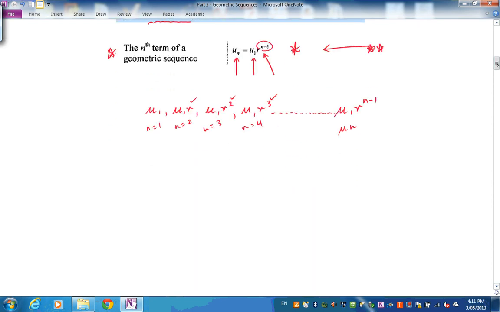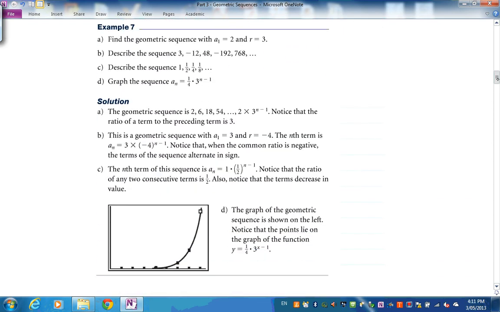So let's come down and let's have a look at an example now. Find the geometric sequence with A1 equals 2 and r is 3. So what would it be? You could put some terms down. 2 multiplied by 3 you get 6, multiplied by 3 you get 18, multiplied by 3 you get 54. So in mu notation we'd say the nth term is the first term by r to the n take 1. So therefore mu n is, what's the first term? 2 times, what's the ratio? 3 to the n take 1.